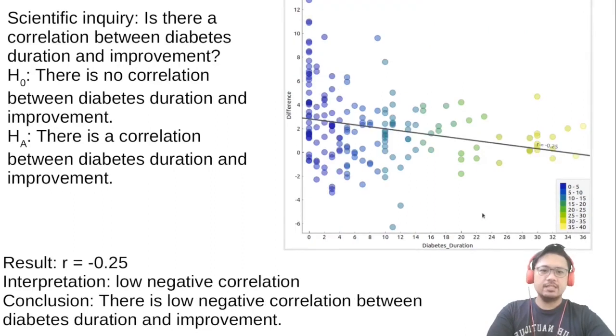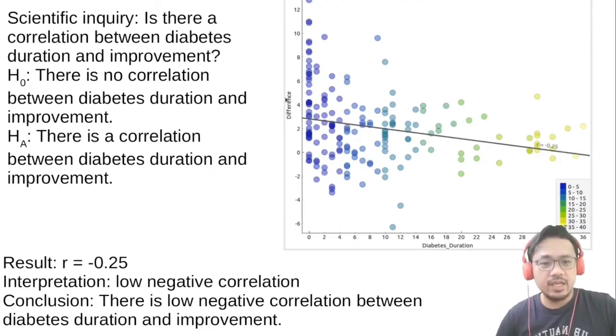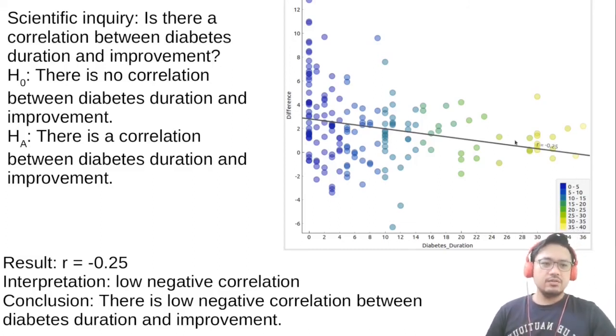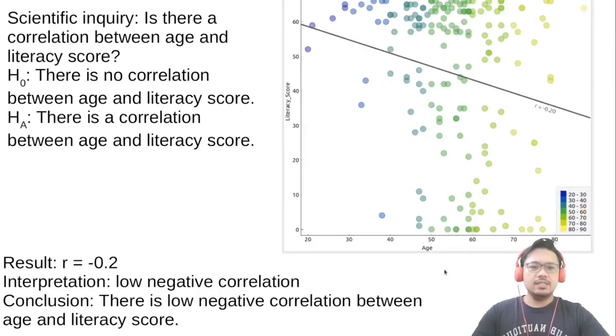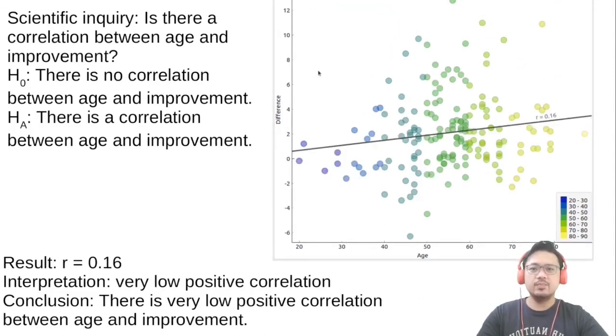Next, diabetes duration and difference or improvement. The coefficient is negative 0.25, low negative correlation. Between age and BMI, the regression line is going down. The Pearson coefficient that we got is negative 0.33, low negative correlation. Between age and literacy score, we have a downward regression line and a coefficient of negative 0.2, which means there is low negative correlation. Between age and improvement, there is a very low positive correlation.